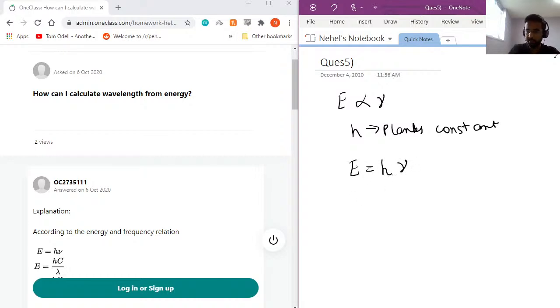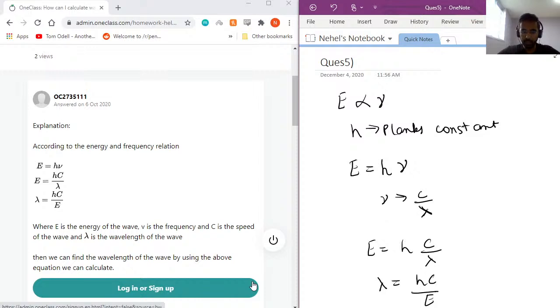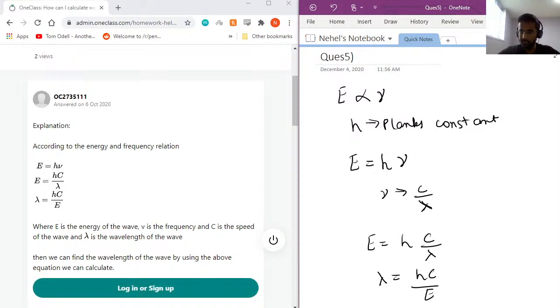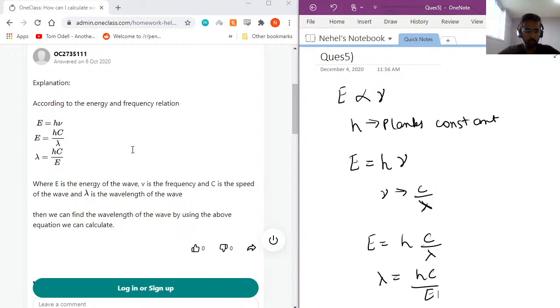If we wanted to get to the wavelength, the speed over the wavelength is equal to frequency. This question asks how do you calculate wavelength from energy, so we would substitute this in the above equation and solve for lambda. hc over E is equal to wavelength, where h is the Planck constant, c is the speed of light, and E is the energy. Okay, so lambda is equal to hc over E. That's correct.